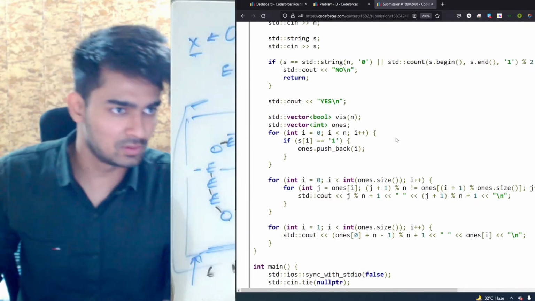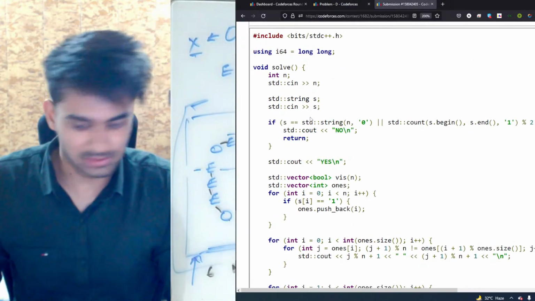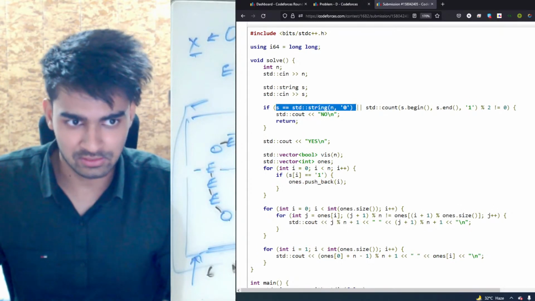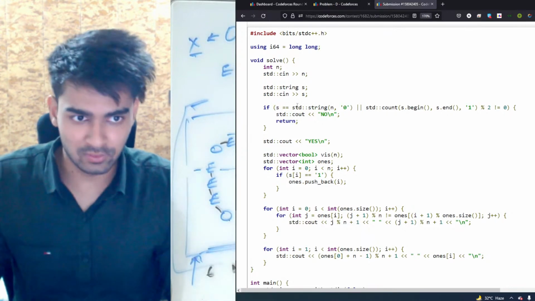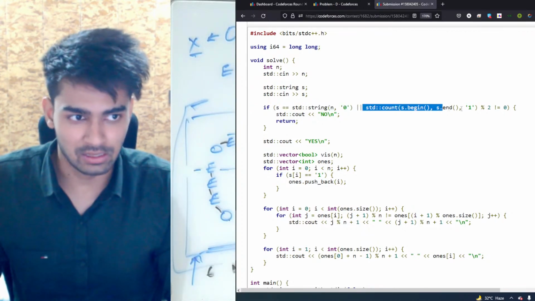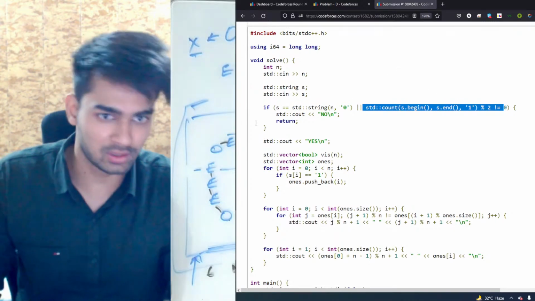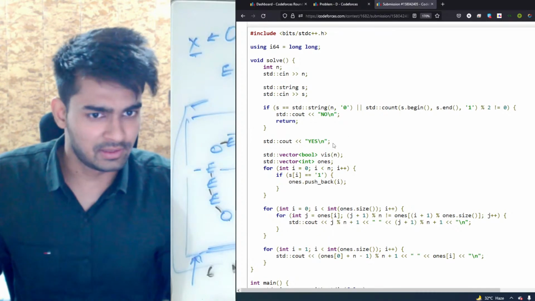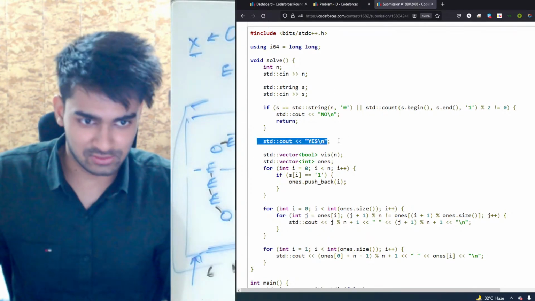So the very first thing he's doing is checking if the complete string has no ones, like the count of ones is zero. This is checking if the count of ones is zero or if it is odd. If it is zero or odd, the answer is no, as we discussed. Otherwise the answer is yes, so just print yes.